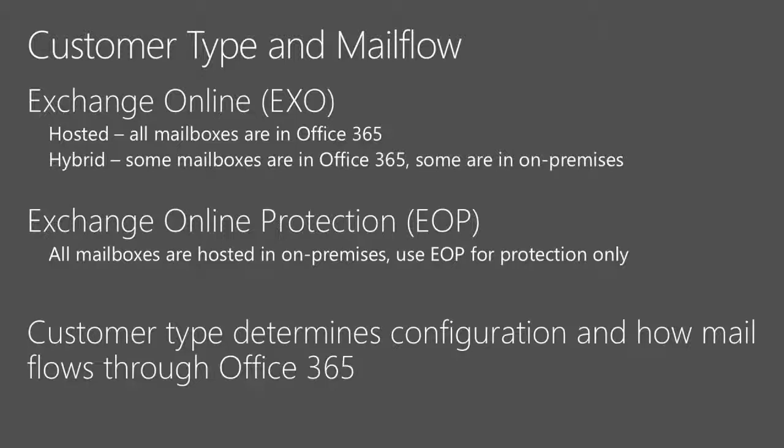So first of all, we have Exchange Online, and the two kinds there. We're talking about hosted or fully hosted. When we talk about them, we're talking about customers that have all their mailboxes in Office 365. A hybrid customer, on the other hand, is one which has some mailboxes in Office 365 and some that are on-premises, meaning your organization, right? And finally, you have Exchange Online Protection, where customers have all their mailboxes on-premises. They're using EOP to protect them from spam, malware, and other attacks.